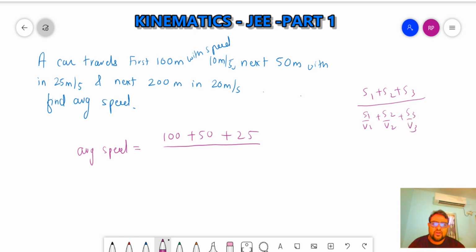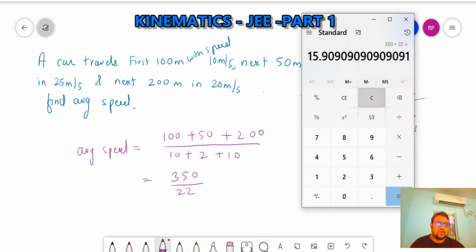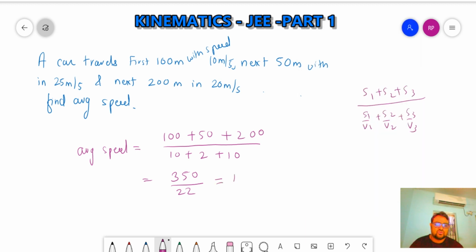Okay, so see here, 100 by 10 is 10, 50 by 25 is 2, 200 by 20 is 10. So we directly get 350, sorry, here it's 200, my mistake. Here it's 350 upon 22. When I calculate it, I get 350 divided by 22, that is equal to 15.90. So in round figure, 15.9 meter per second. This is the average speed.